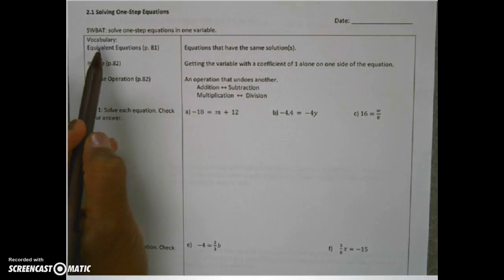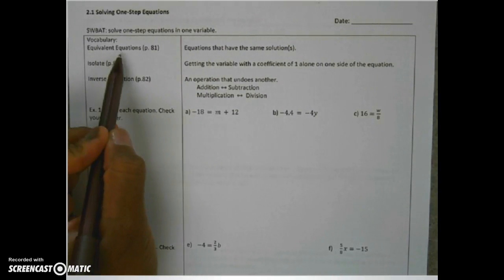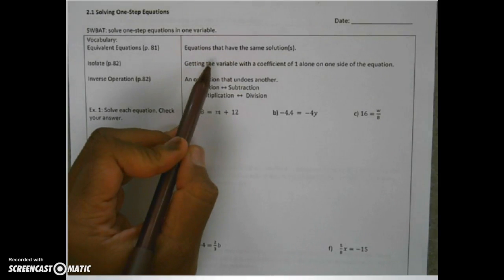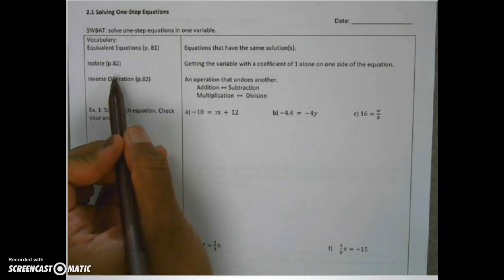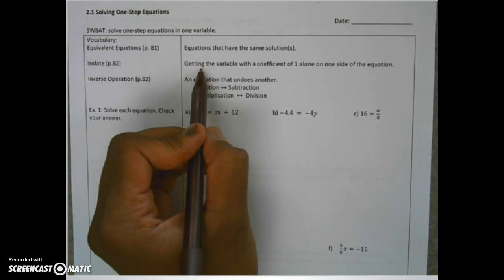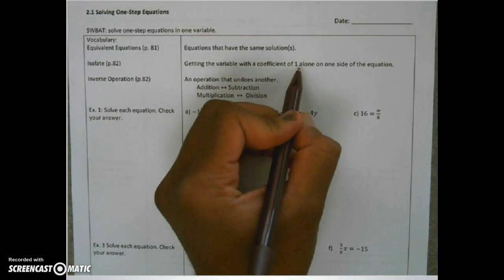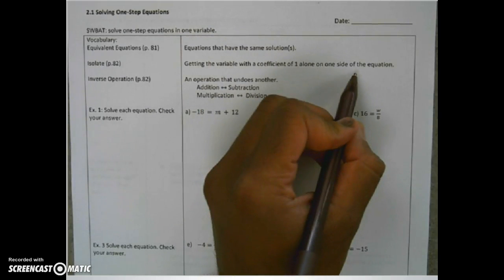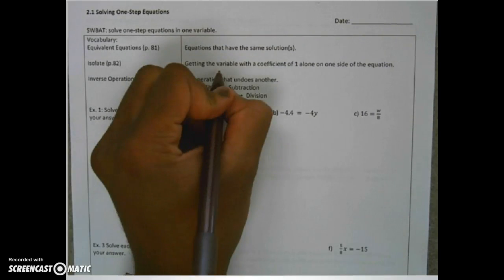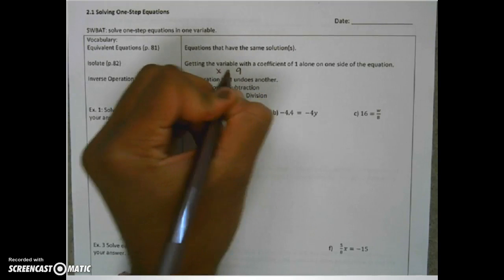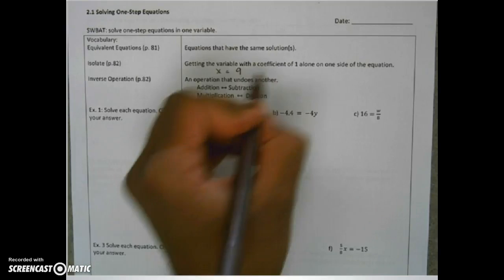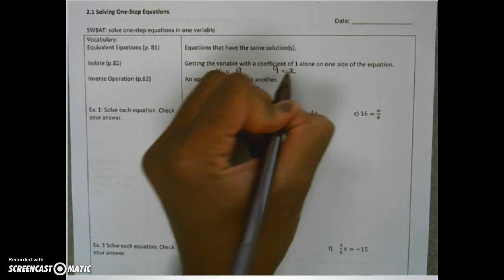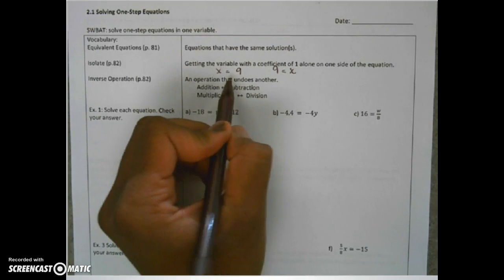So, first of all, vocabulary. Equivalent equations are equations that have the same solutions. Isolate, which you can find on page 82 in your textbook, is getting the variable with a coefficient of 1 alone on one side of the equation. So, for example, x equals 9. The coefficient would be 1 because you don't see a number in front of it. Or 9 equals x. This is clearly preferred by most people.